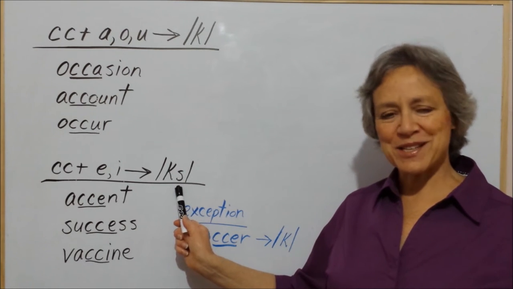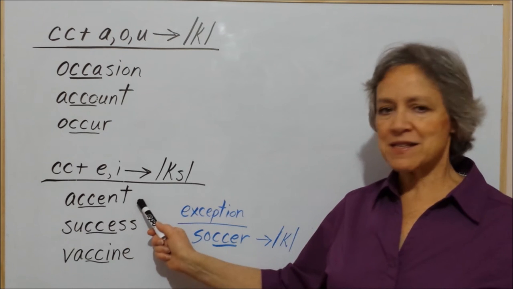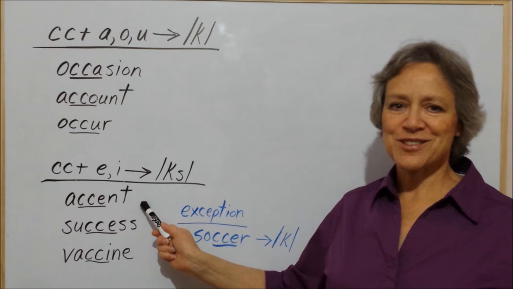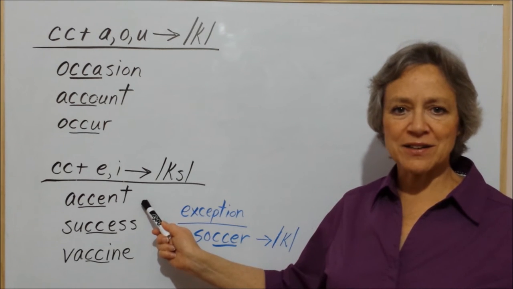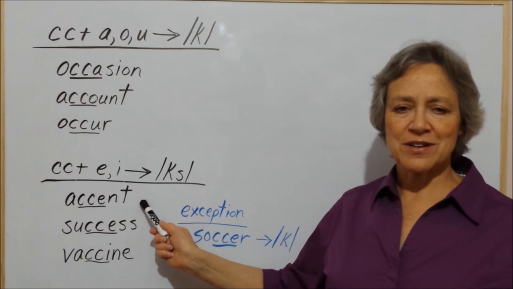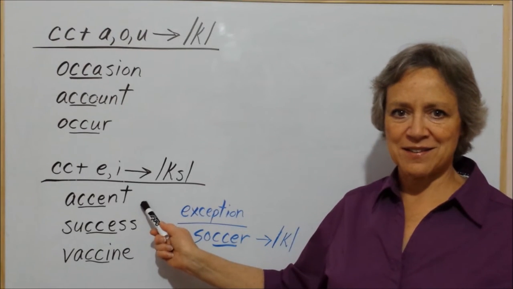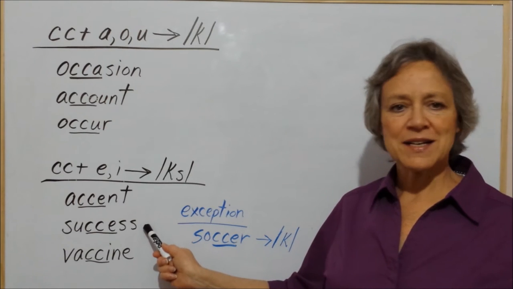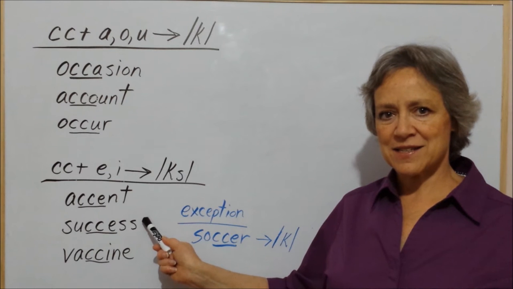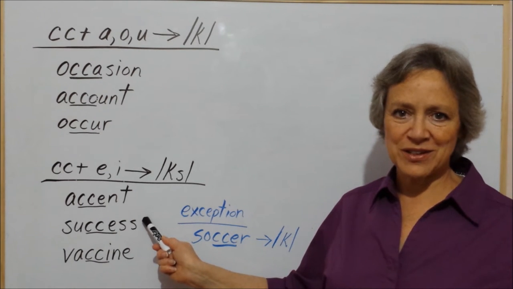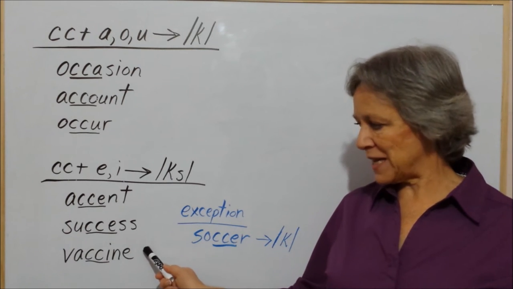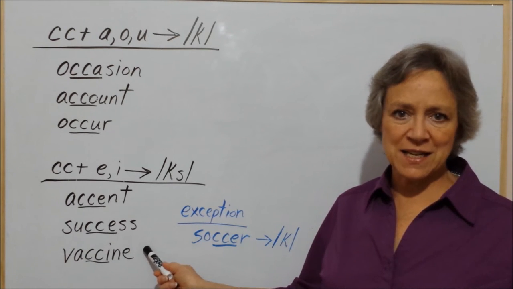Okay? So please listen to these words. This is accent. Accent. So the first C makes a k sound, ack. The second C makes an s sound, scent. Accent. Here's another example. Success. Suck-cess. So the first C makes a k, the second C makes an s. Success. And my last example is vaccine.